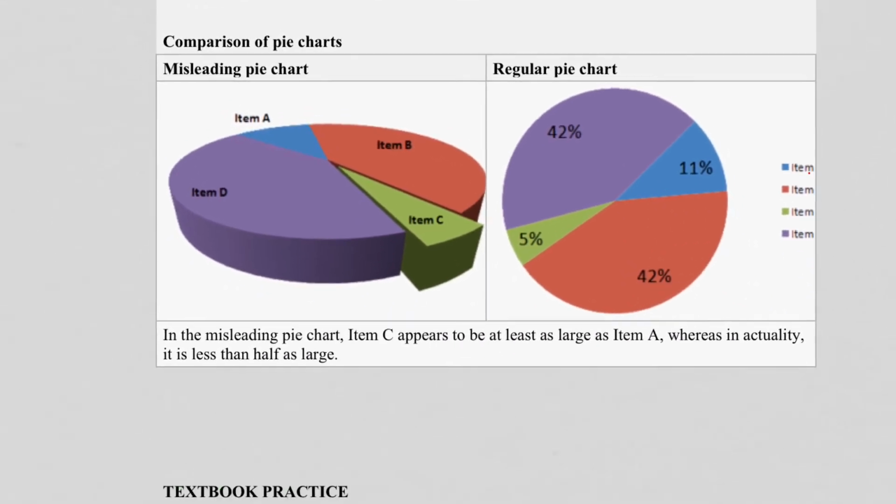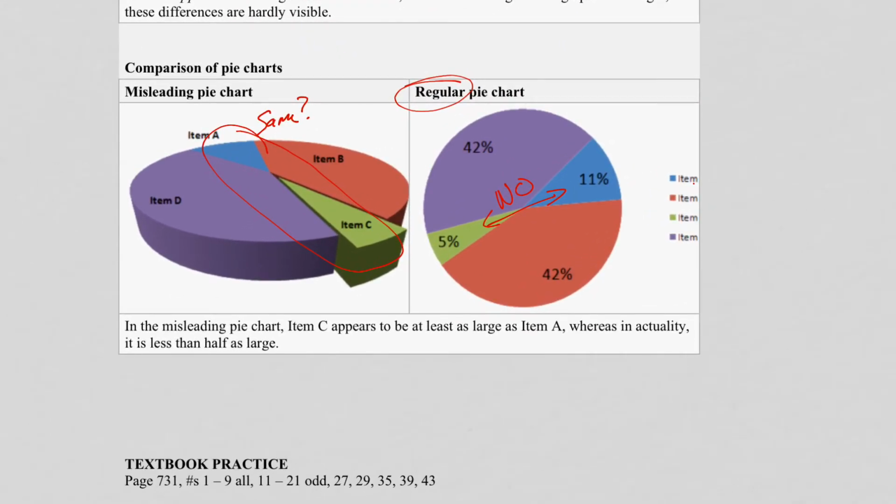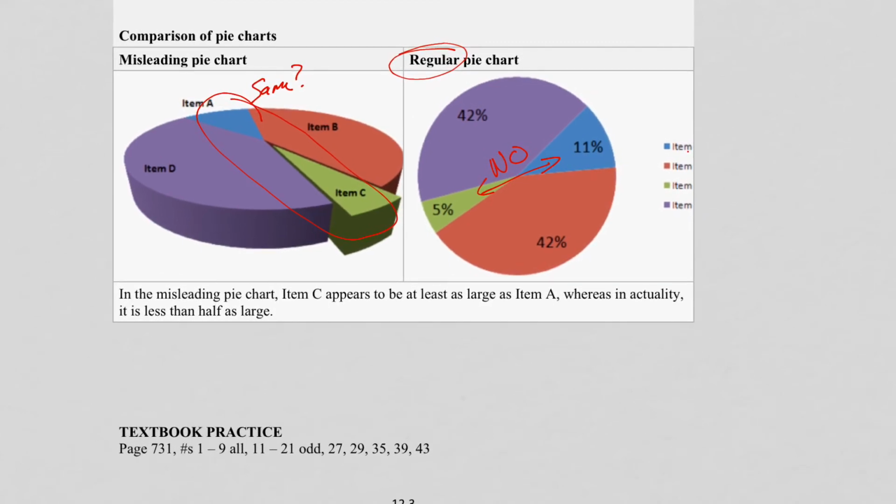Another one would be pie charts here. As you can see, here's the regular pie chart, and here's the misleading pie chart. So item C appears to be at least as large as item A. Okay. Are they the same? And if you look at the normal chart, no, they are not the same. Okay. So be careful with scale and the way things look, to make sure that you're not being duped by whoever's making these charts and graphs, just to prove their own bias.